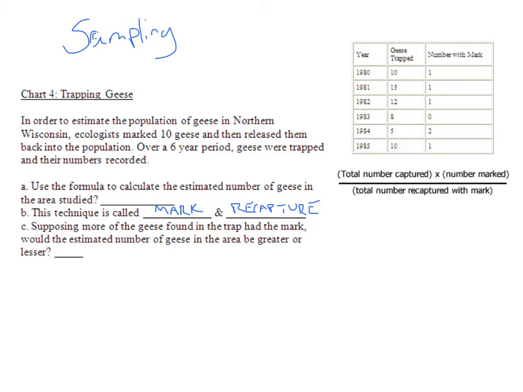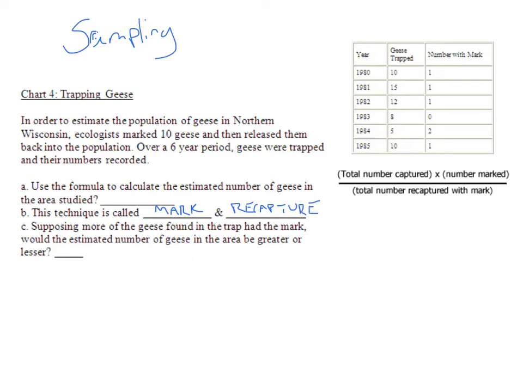Now, in this type of situation, what scientists will do is they will trap a given number of geese, mark them maybe by a tag on their wing or a tag on their leg, and then release them back into nature. Over time, then, they will collect new samples of the geese and see how many of those geese have one of those tags that they originally gave them. So for this given example, you see that we're looking at geese in northern Wisconsin. Ecologists originally marked 10 geese and then released them back into the population.